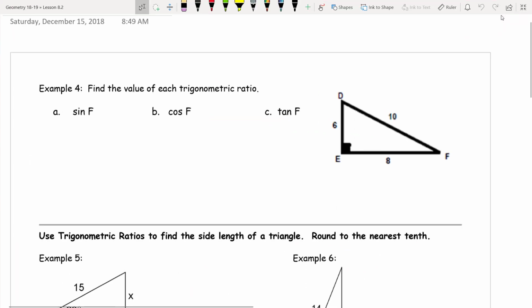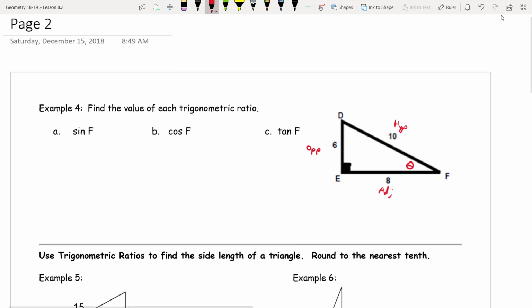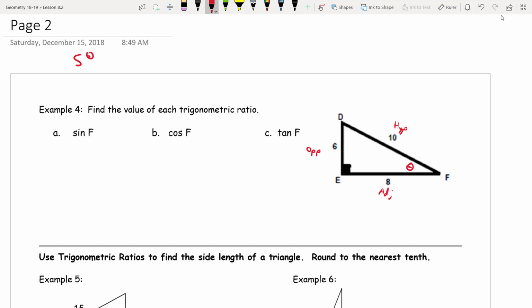So in the first kind, I want to find the value of each trig ratio. If I'm looking at this, they wanted all 3 from F. So F is my reference angle. The first thing I'm going to do is label the sides. So here's my opposite side, here's my hypotenuse, and here's my adjacent side, all based on where the reference angle is. Now, we said sine was opposite over hypotenuse, cosine was adjacent over hypotenuse, and then tangent was opposite over adjacent, SOHCAHTOA.